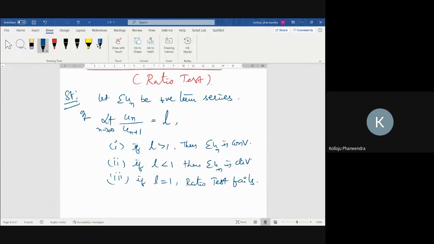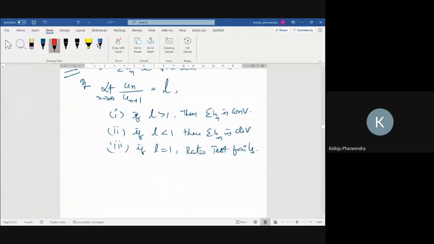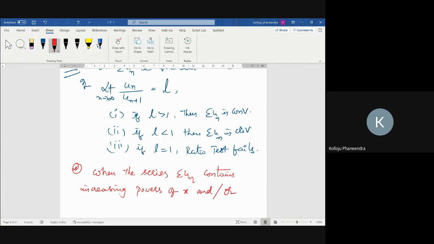Okay, remember this statement. And when do we have to apply this ratio test? The condition is, when the series sigma un contains increasing powers of x. Increasing powers of x means x power 1, x power 2, x power 3, like that. When n increases, the x power must increase. Increasing powers of x, and nCr terms, and factorial terms.